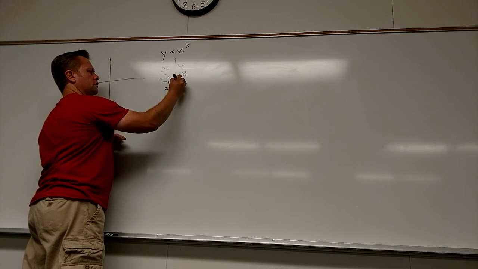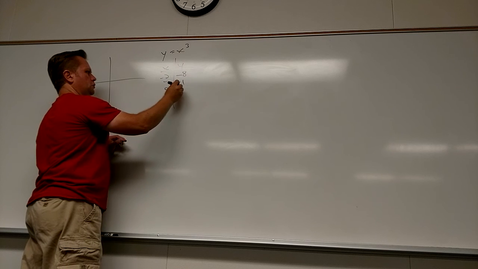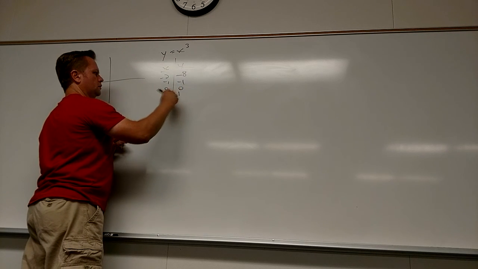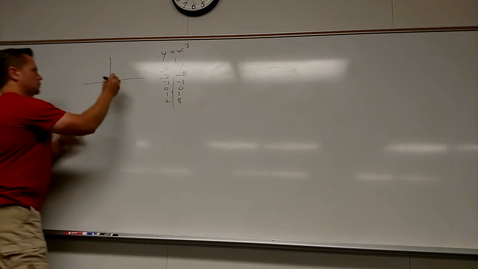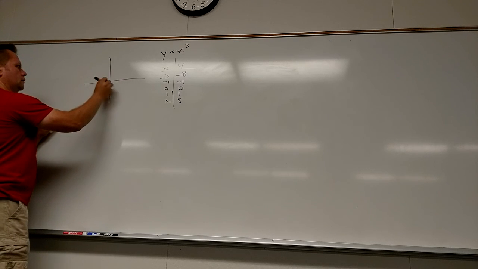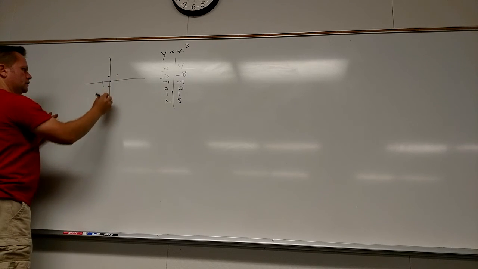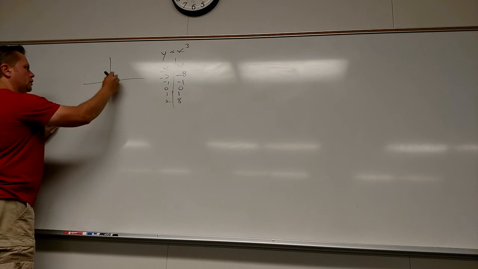Negative 1 cubed. Negative 1. 0 cubed, 0. Amazing. 1 cubed. 2 cubed. So it looks like this, and then it goes up.